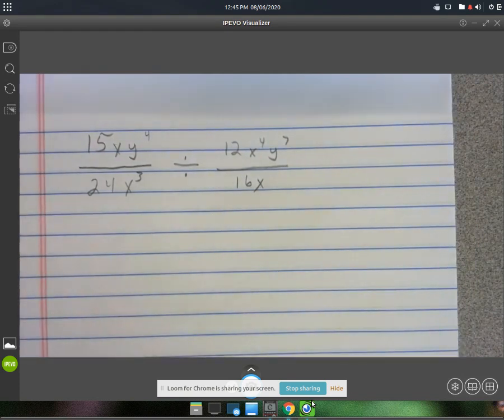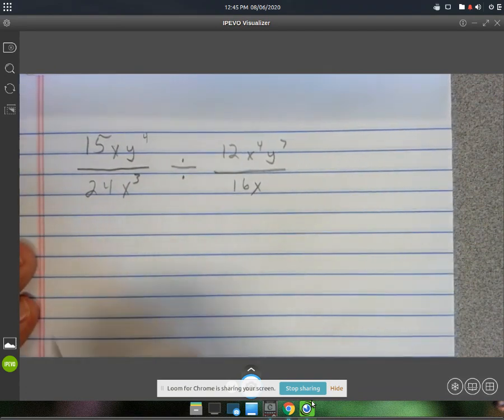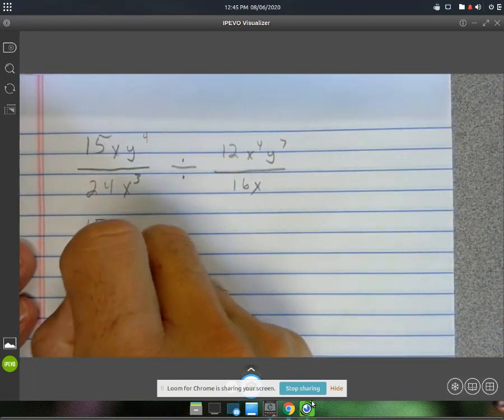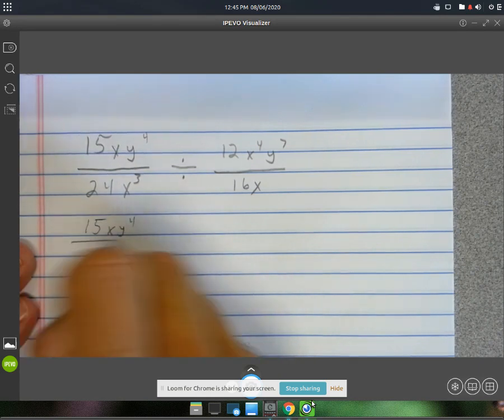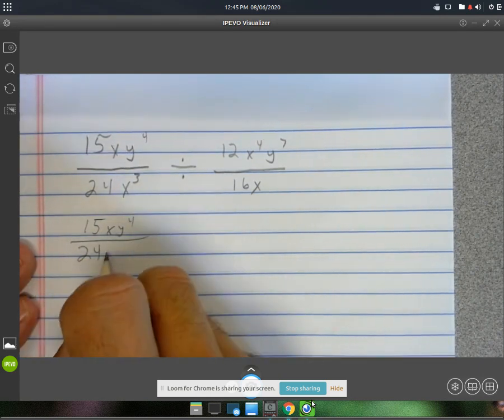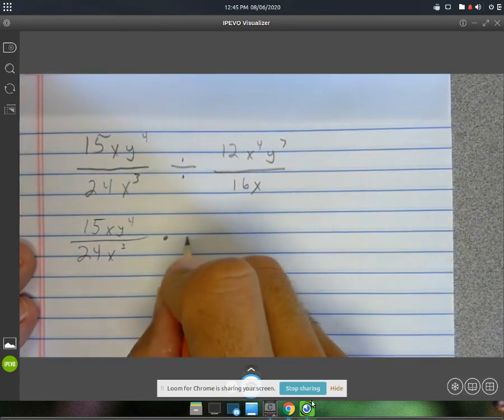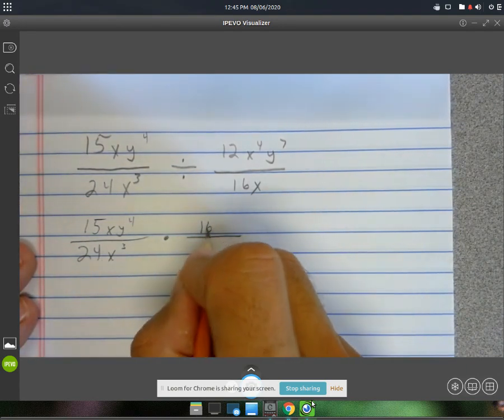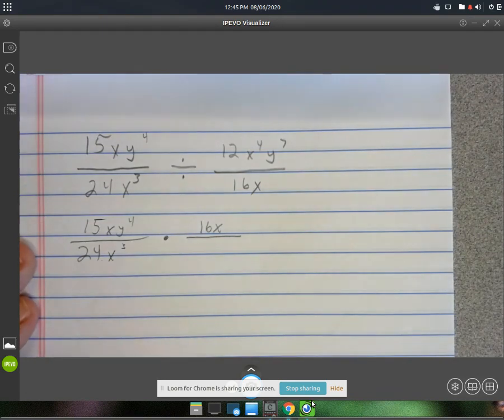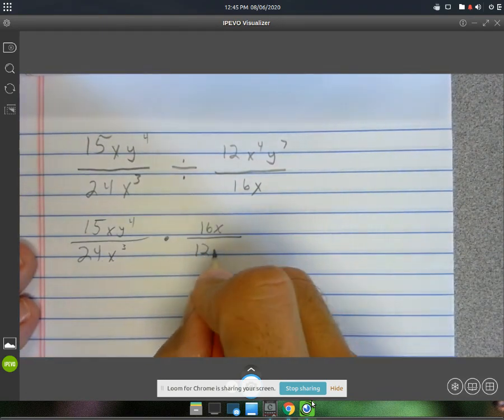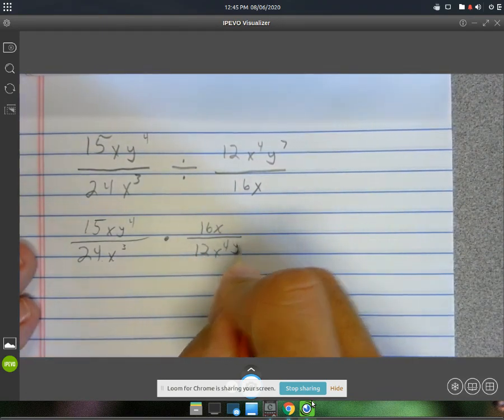All right, so to start off, we've got a division. We will go ahead and same, change, flip. So 15xy to the fourth over 24x to the third. Change this to multiplication, and we're going to be flipping our second fraction. 16x up top, 12x to the fourth, y to the seventh.